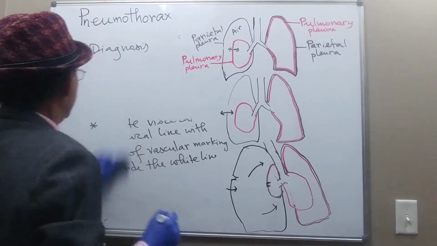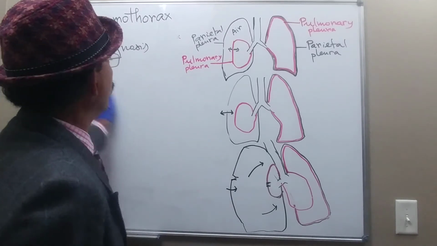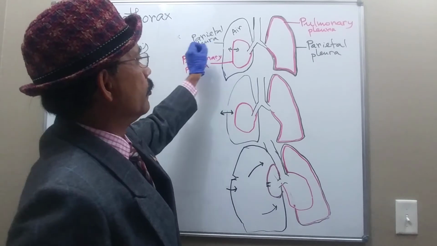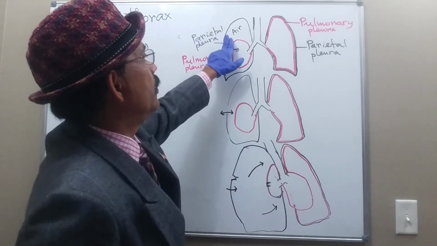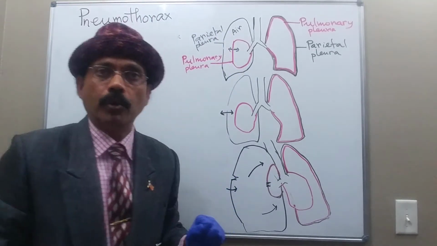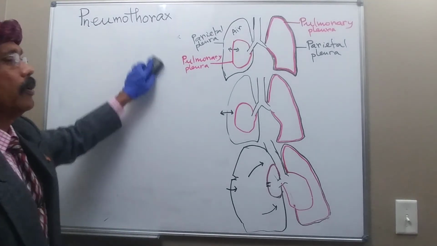We can also assess the percentage of pneumothorax. If it is only 1 centimeter, then it is 10%. If it is 2 centimeters, 20% pneumothorax. We can assess in that way. So we got the diagnosis.